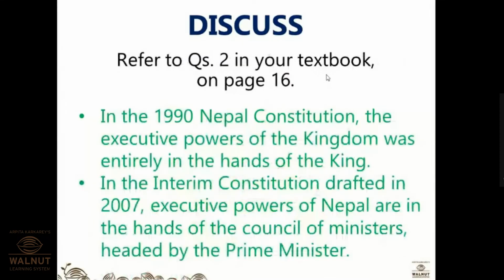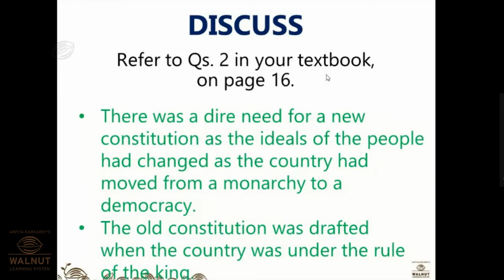Yes. So, in the 1990 Nepal Constitution, the executive power of the kingdom was entirely in the hands of the king. Obviously, there's the monarchy, so ultimate power was in the king's hands. In the interim constitution drafted in 2007, executive power of Nepal is in the hands of the Council of Ministers, headed by the Prime Minister. So it is a democracy. There was a dire need for a new constitution as the ideals of the people had changed, as the country had moved from monarchy to democracy.